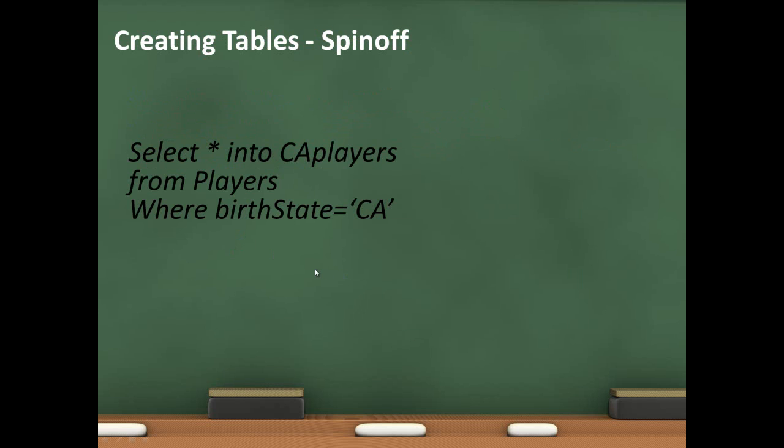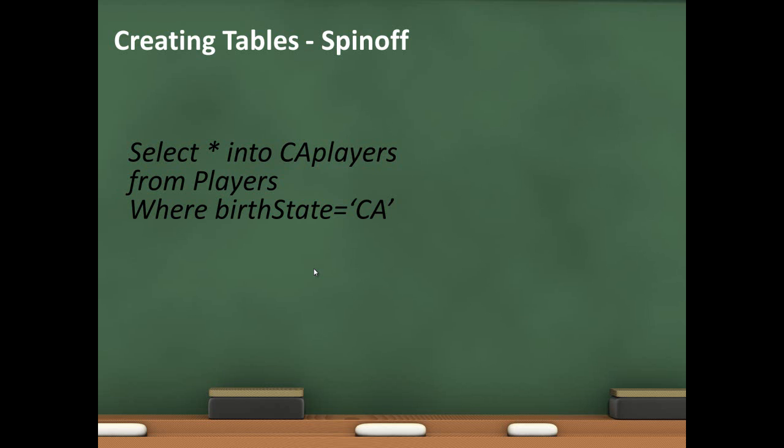Now, we've already talked about how to create tables once before. We know that we can create a table that is a spin-off table. Let's take a look at this one right here because I'm going to have a cool trick to show you in just a second. What this statement does right now is it's going to take all the fields that were in the players table and copy them into a brand new table called CA players, but it's only going to put those players in it that were born within the state of California. So this is a spin-off table.